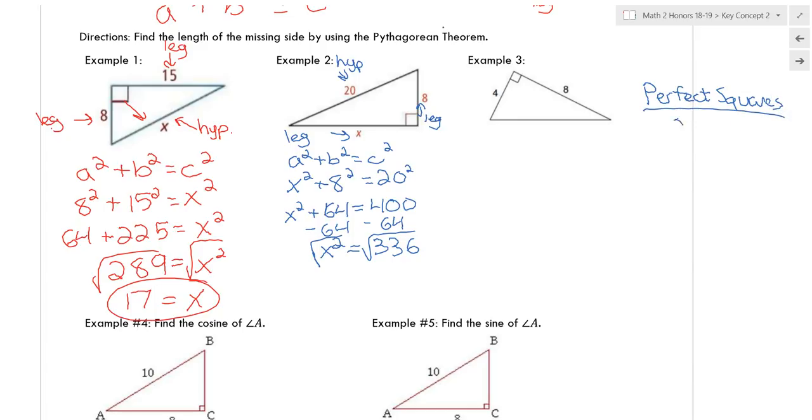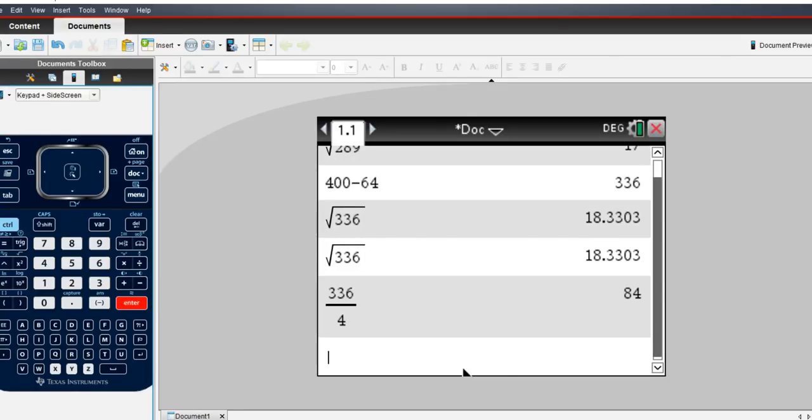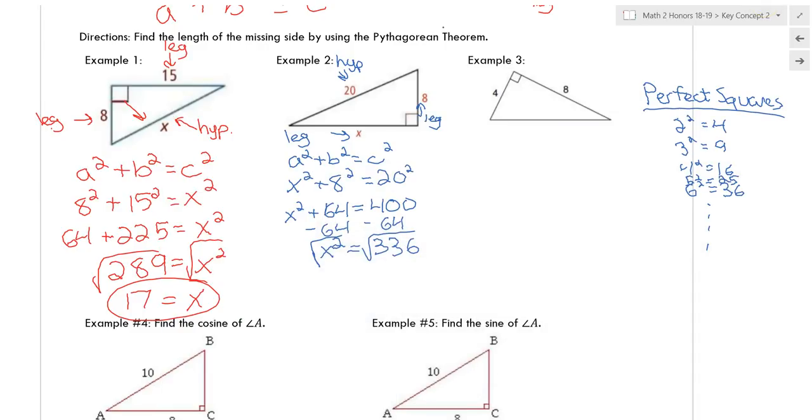We don't really worry about 1, but 2 squared equals 4, 3 squared equals 9, 4 squared equals 16, 6 squared equals 36, and so on. For some reason I skipped 5. 5 squared equals 25, and so on and so forth. I like to start just by dividing by these, seeing if I get anything. So I could do 336 divided by 4, and I get 84.